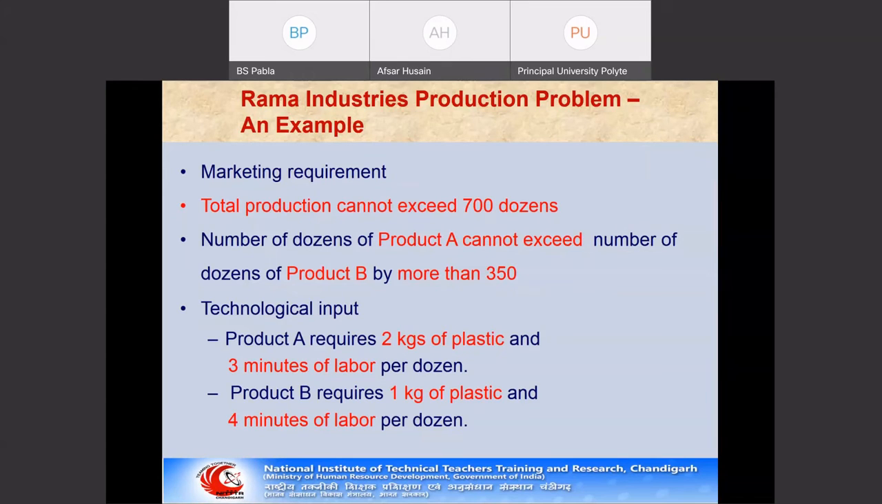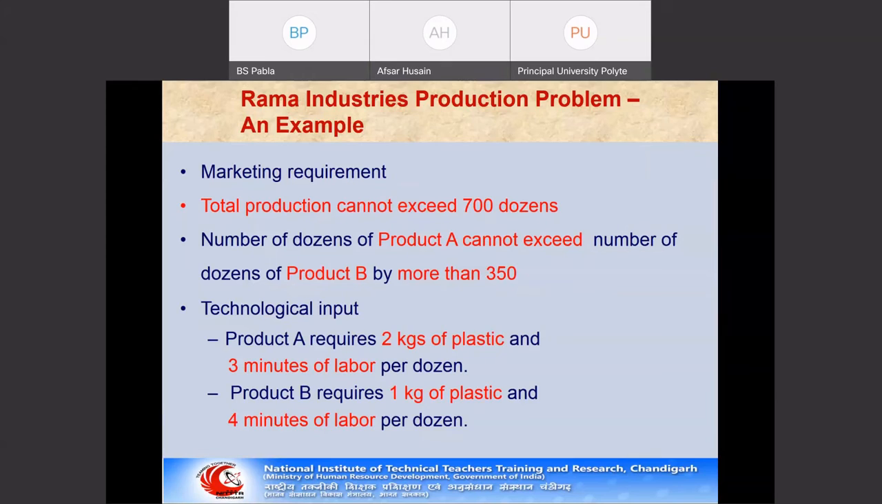So, if I want to think as a layman, I will say I will produce only what gives me 5 rupees a dozen, because that profit is more per dozen. So I will produce only item A. But there are constraints actually. It is not that simple.